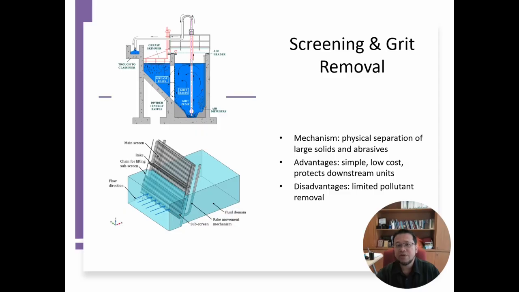Screening is the very first step. It removes large solids such as paper, plastics, rags, and debris. Grit removal targets sand, gravel, and other heavy particles that can damage pumps or reduce treatment plant efficiency. Advantages include low cost and simple operation. They protect downstream treatment units. However, screening and grit removal do not significantly reduce pollution. They only remove physical debris.